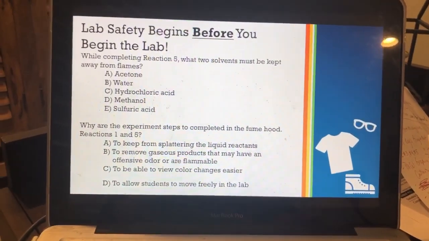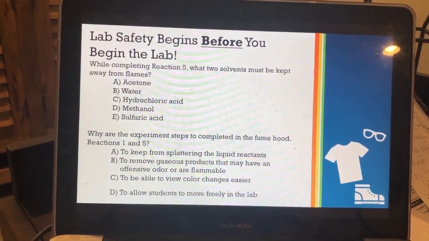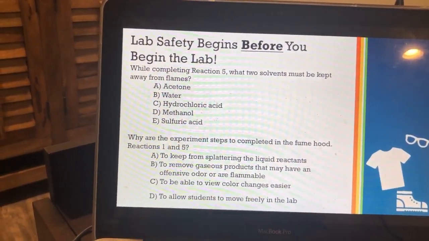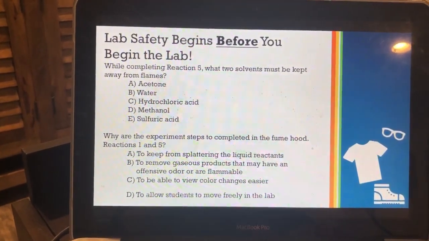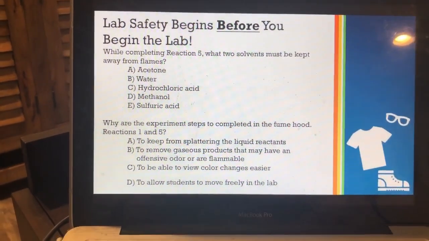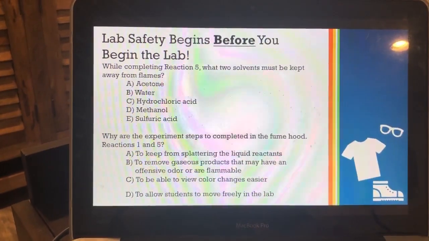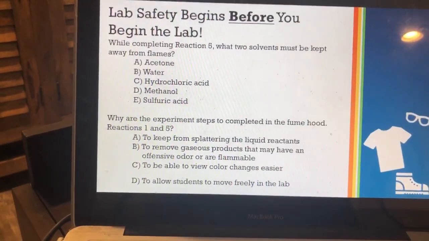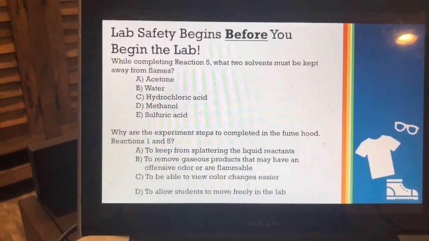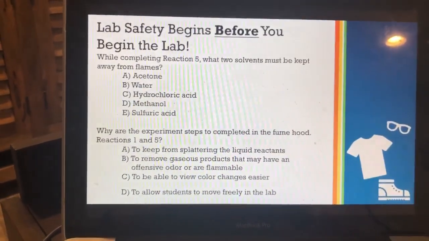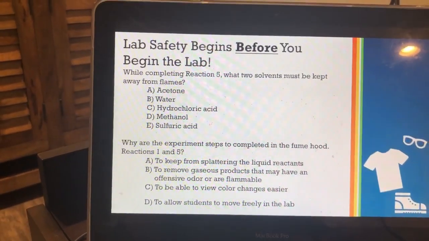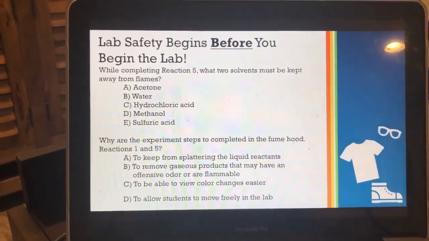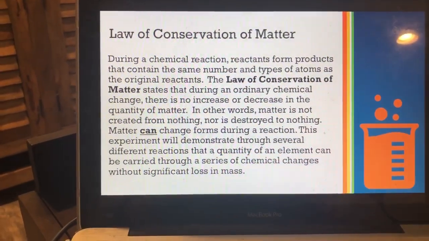Okay, a few things you need to know, lab safety stuff. Things that are flammable: acetone's flammable, methanol is flammable. Why is it important to do stuff in the fume hood? In this lab, there's a lot of gases involved, like NO2 gas, that can be flammable, and they smell really bad and they can hurt you. So make sure that we do that in the fume hood.